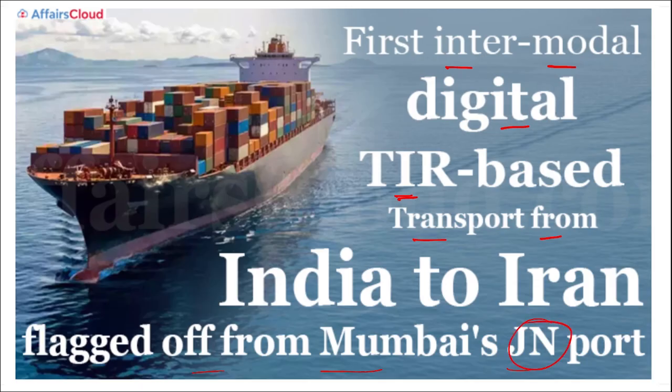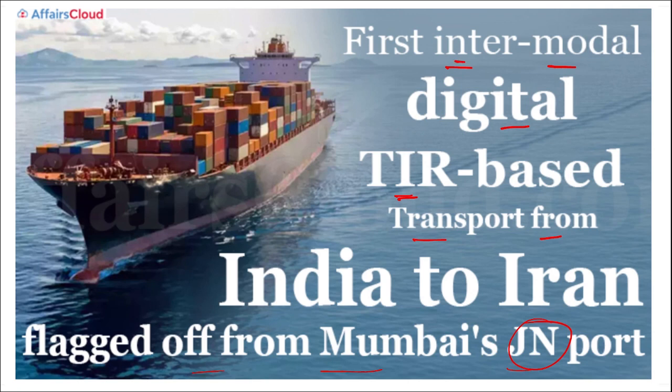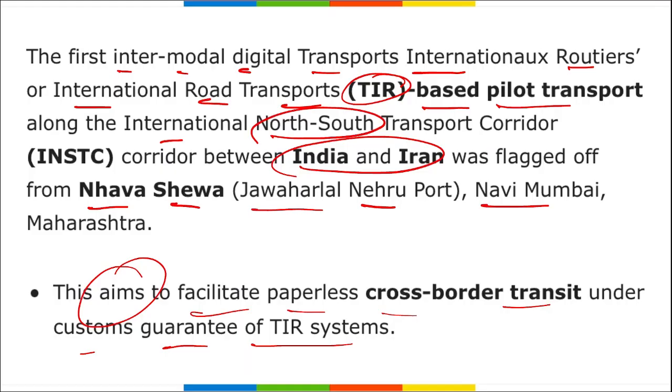Here also you see JN Port, that is Jawaharlal Nehru Port. Highly important. Also, what is the aim here? It is to facilitate the paperless cross-border transit under the customs guarantee of the TIR system. Basically, what this news is saying is that in order to improve logistics and trade between the countries, this first intermodal digital TIR based transport from India to Iran was flagged off from Jawaharlal Nehru Port, located in Mumbai, Maharashtra. Also remember, India is participating in the development of the first phase of the Shahid Beheshti terminal at Chabahar port in collaboration with the Iranian government.